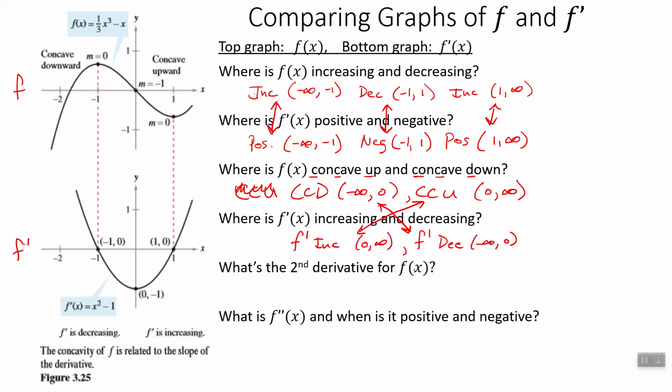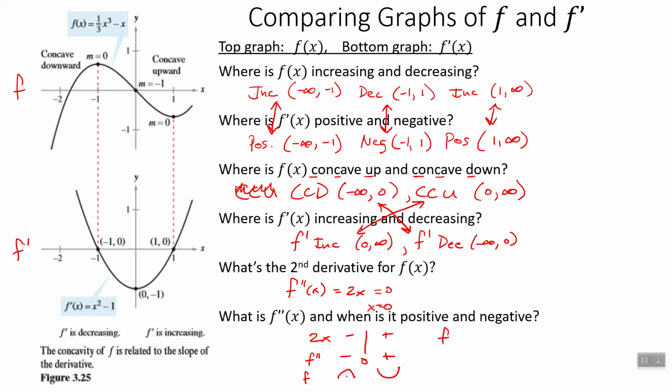So what's the second derivative for f of x? Well, here's the first derivative. So the second derivative is just 2x. So when is it positive and negative? Let's see, we could set it equal to 0. We're going to get x equals 0 as its critical number. So at 0, it could change signs. So it's negative before 0, positive after 0. So that means our second derivative is negative before 0, positive after 0, which tells us that our function f is concave down and then concave up.